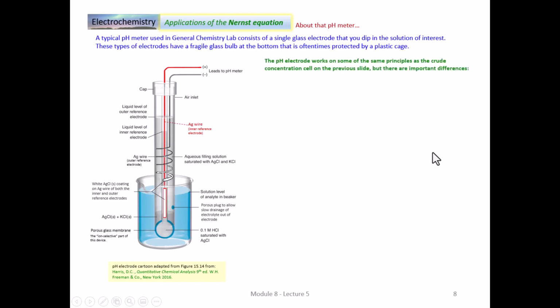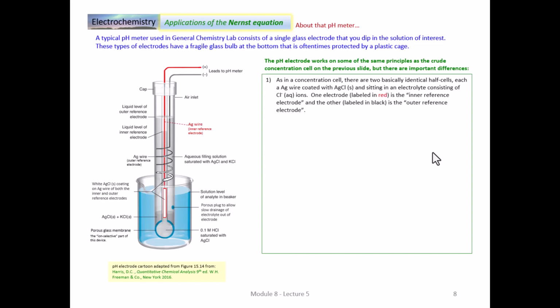Okay, this pH electrode, which looks fairly complicated, works on some of the same principles as the crude concentration cell on the previous slide, but there are some important differences, so we'll try to point these out. Now, as in a concentration cell, there are 2 basically identical half cells, each one being a silver wire coated with silver chloride and sitting in an electrolyte consisting of chloride ions. Now in this diagram, one electrode is labeled in red, and it's called the inner reference electrode, and the other electrode labeled in black is the outer reference electrode.